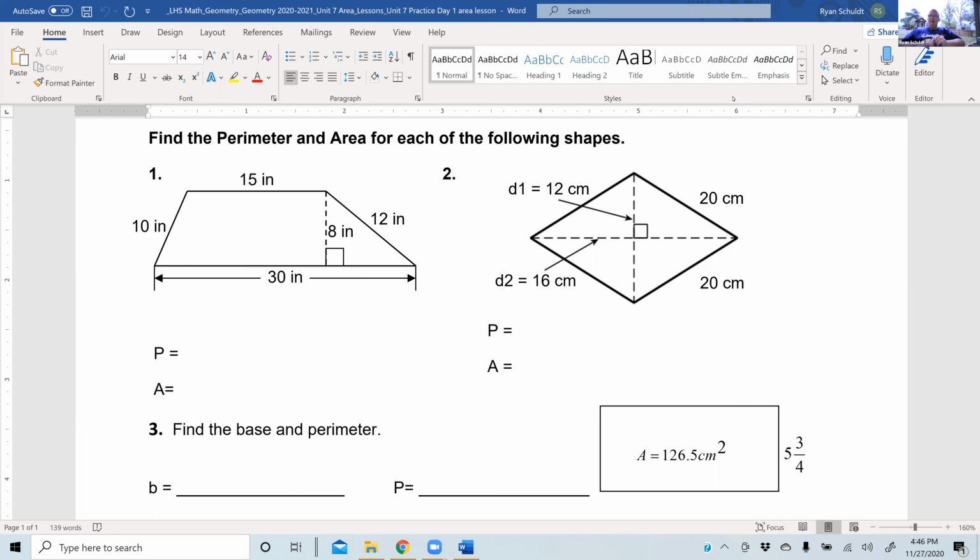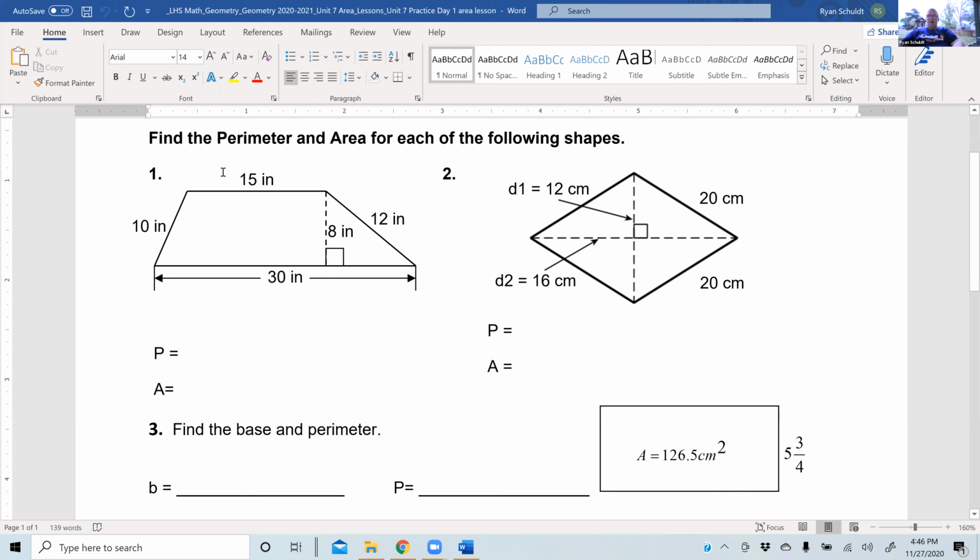Okay, like I said, on day 3, this unit's a short unit. So today's going to kind of summarize what we've talked about, and then we'll do the review tomorrow. Test the next day.